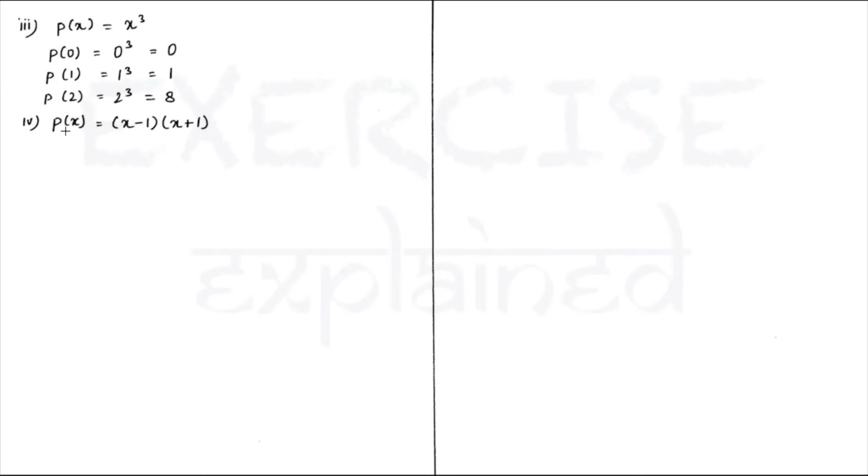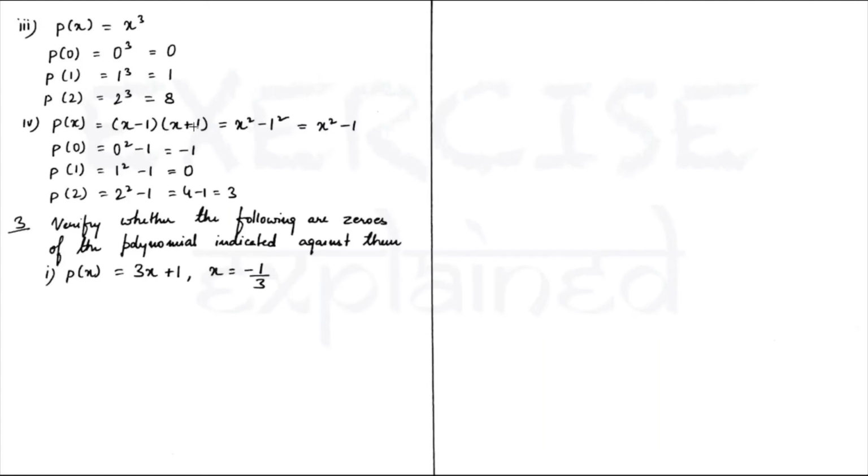Coming to the next one, p of x is equal to x minus 1 into x plus 1. Now you can see this is of the form a minus b into a plus b, which is nothing but a square minus b square. So we can write it as x square minus 1 square. So that is x square minus 1, since 1 square is 1 itself. So we will be substituting 0, 1 and 2 in this polynomial here.